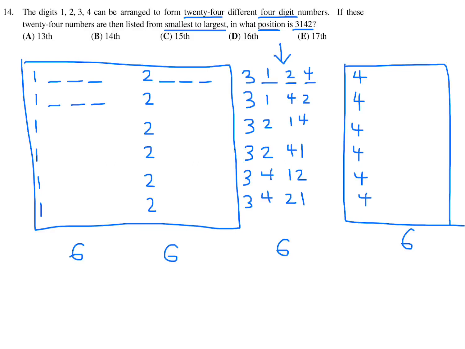So that's good. So that means that this number, remember, these are the first 6, these are the next 6. This is therefore going to be the 13th number. And this number is the 14th number. And that is the number that they were asking us about. So the answer would be B.